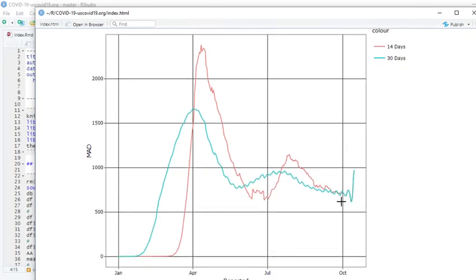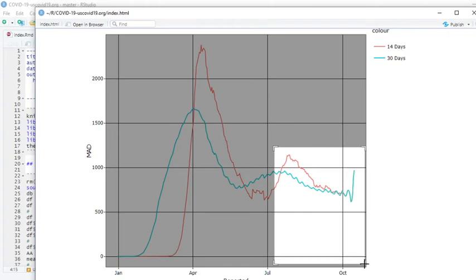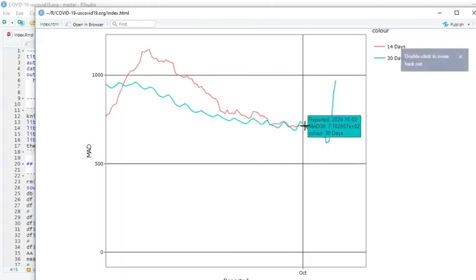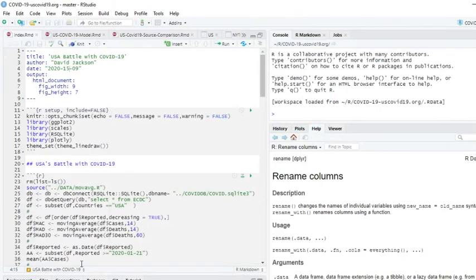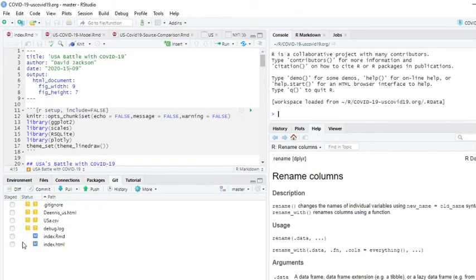This is just a plot of two different moving averages, rolling means for deaths, a 14-day moving average of deaths, and a 30-day moving average of deaths. I'm not sure if this is really any help, although it appears to here that this line is crossed back over here. The last plot isn't necessarily of any benefit, but I thought I'd just show it anyway.